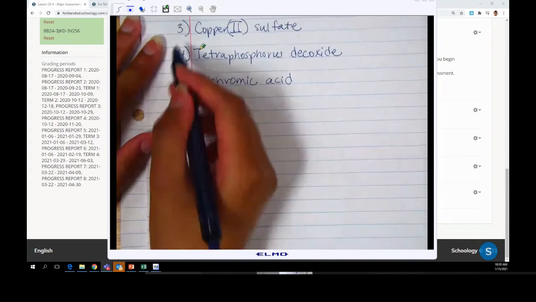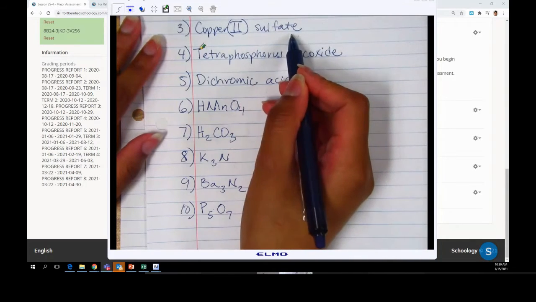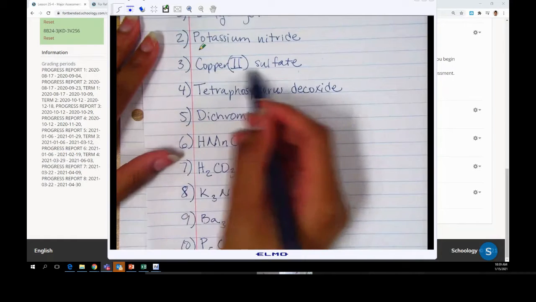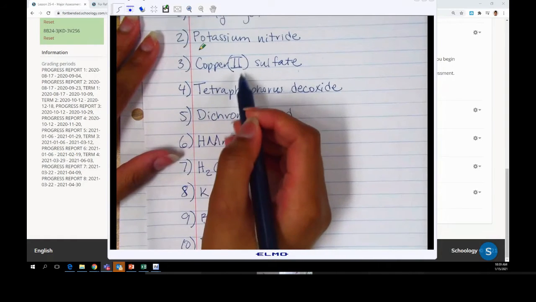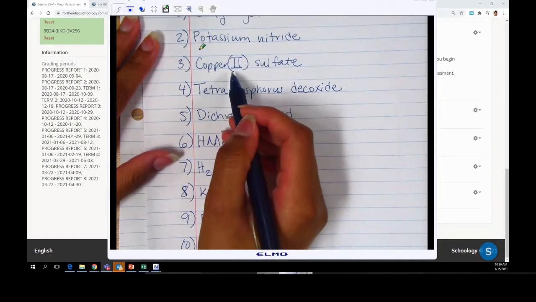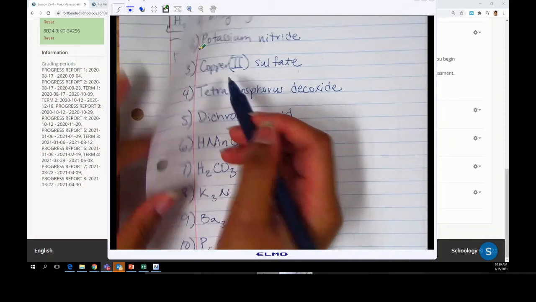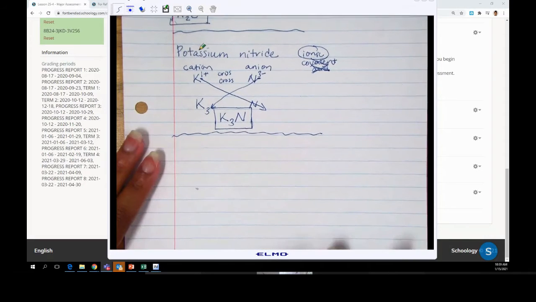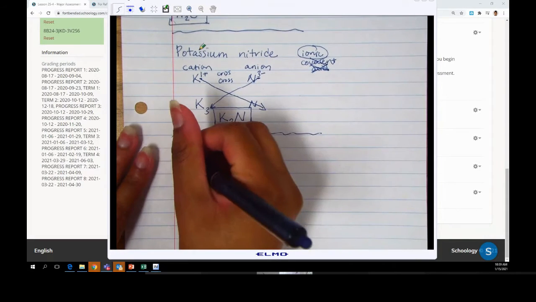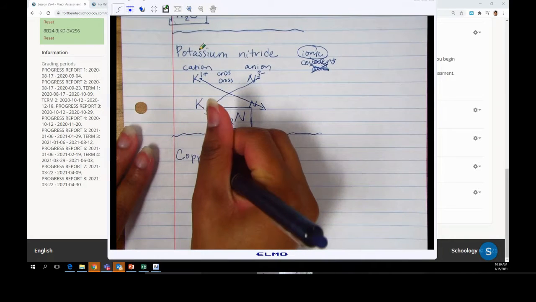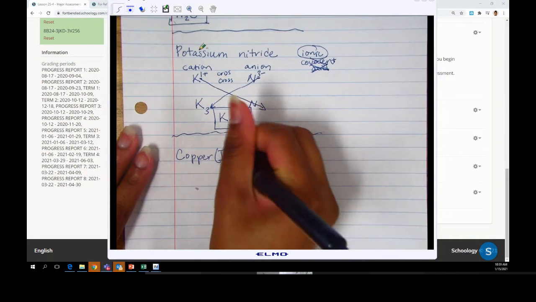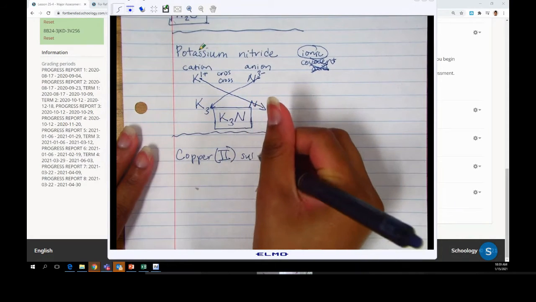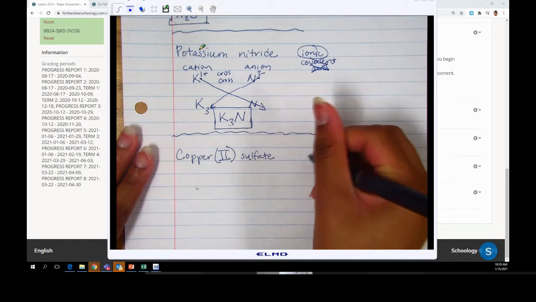Let's see. Oh, this one is copper sulfate. It says copper 2 sulfate, right? That 2 is important. So the first thing we've got to ask ourselves, remember, is what type of compound this is, so we can go based on the right naming rule.